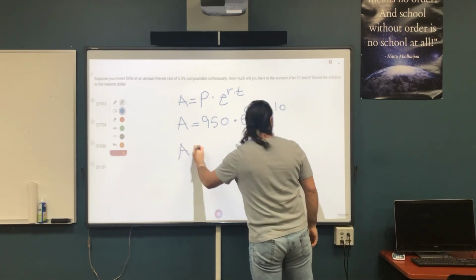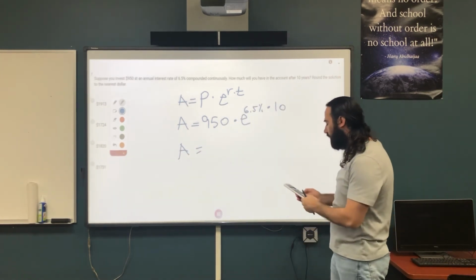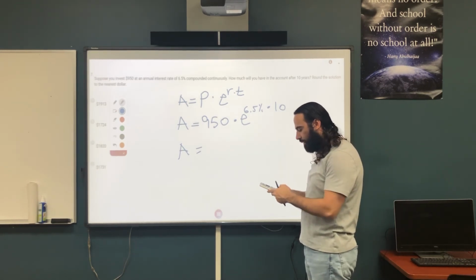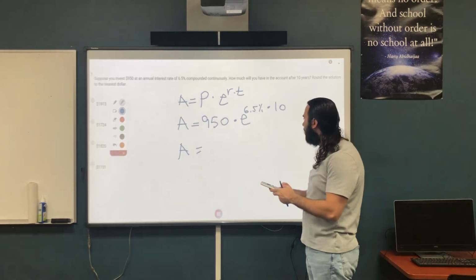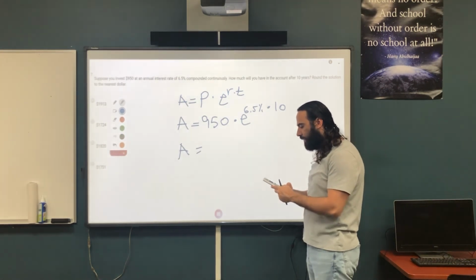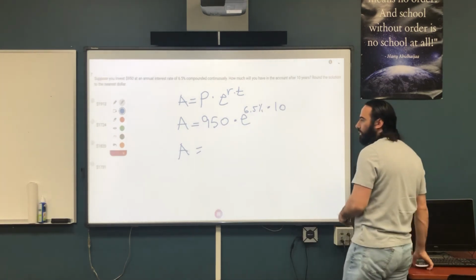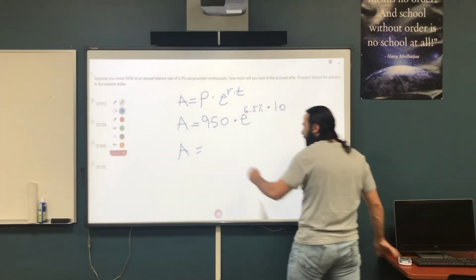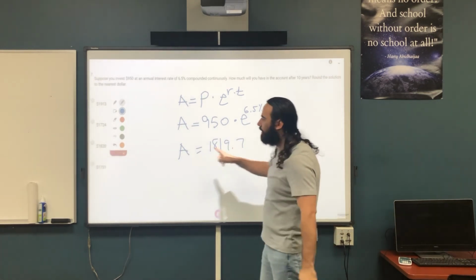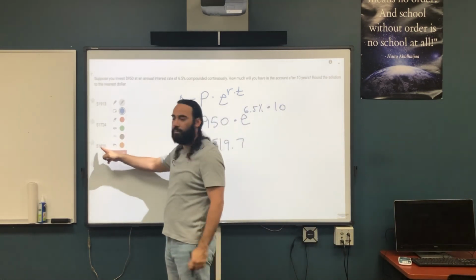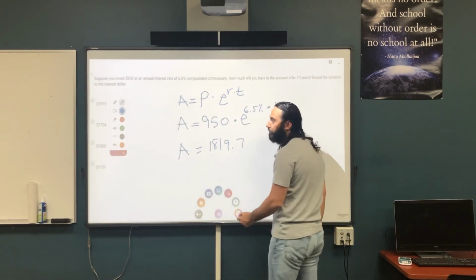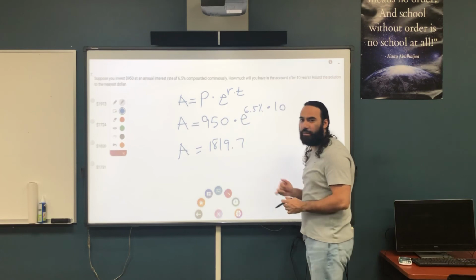So all you need to do is plug in the calculator. It's going to be 950 times e to the power of 6.5% times 10, and the answer is 1819.7. As you can see, the closest to it is 1820, and this will be your answer. That is it. All you need to do is plug in the numbers.